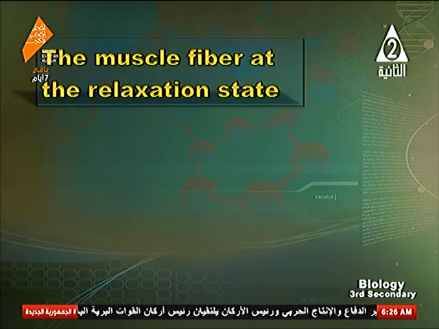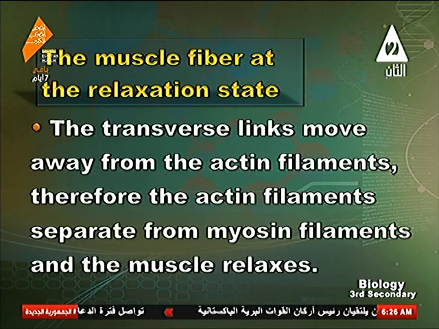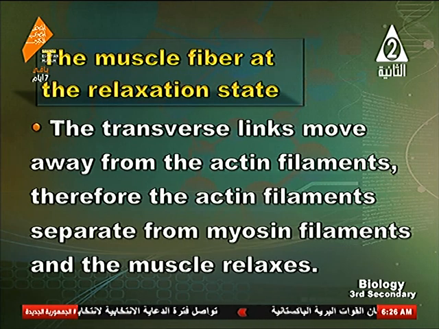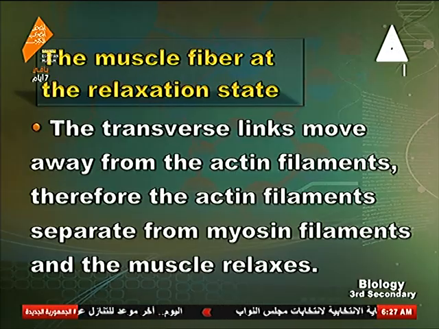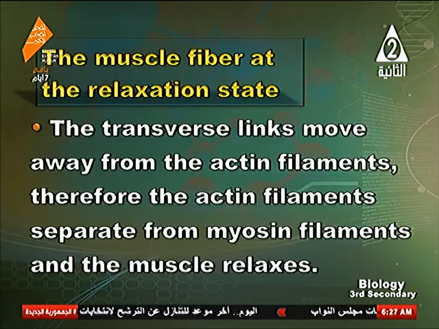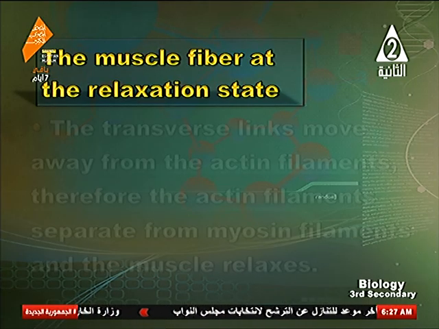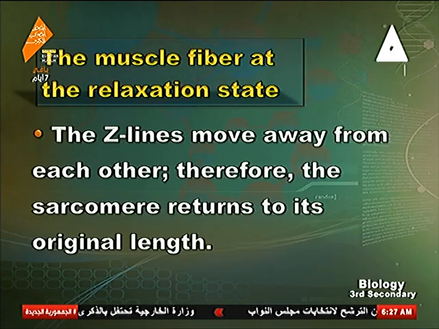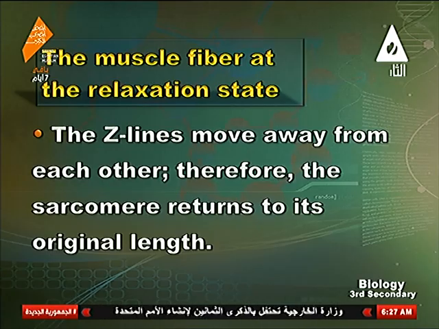The muscle fiber at relaxation doesn't need all of them. The transverse links move away from the actin filaments, leaving the actin filaments by the help of energy stored in ATP molecules. Therefore, the actin filaments separate from the myosin filaments and the muscle relaxes, and the Z lines move away from each other. Therefore, the sarcomere returns to its original length.